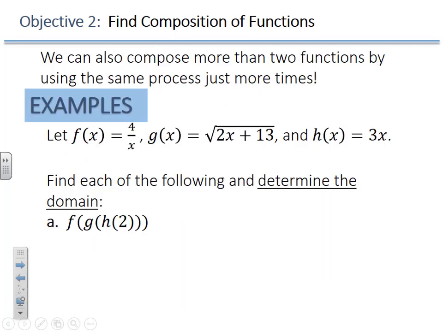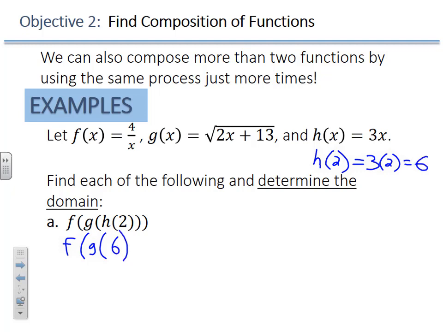Okay, well, there's no limit to how many functions you can compose with one another. For example, if we want to find f of g of h of 2, we can go ahead and do that. So this is the same as f of g of h of 2. Well, let's figure out what h of 2 is here. h of 2 is 3 times 2, which is 6. So we can replace h of 2 with 6. So f of g of 6.